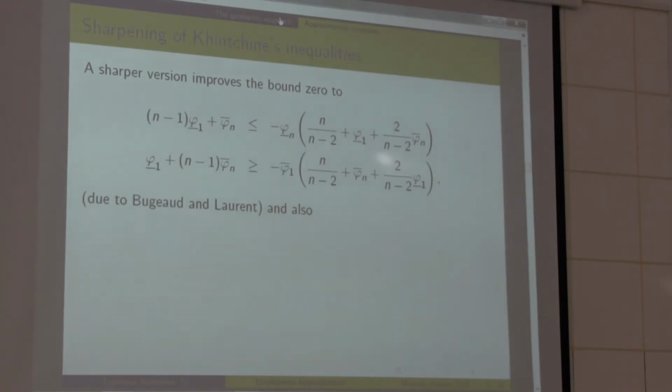They replace the bound 0, in fact, which was standing here on this side, by a term that is here always negative or 0, or here always positive or 0, so we really have a sharpening. And so far, this was just a rephrasing of already known inequalities.